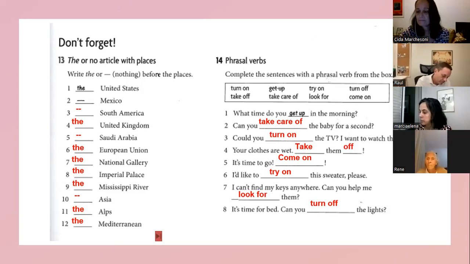The preposition of is a preposition that unites, that would be translated "do" or "da" in Portuguese, right? This is the preposition of. The off means no, completely.